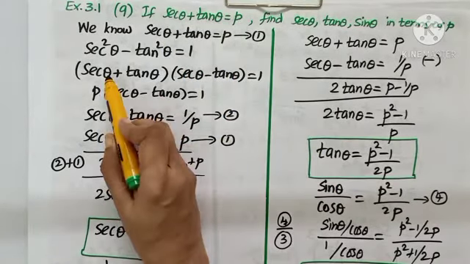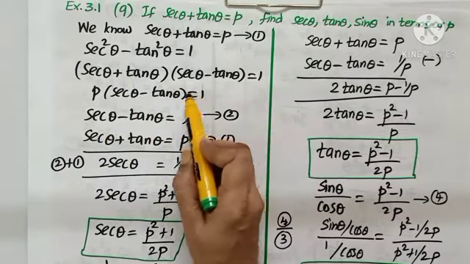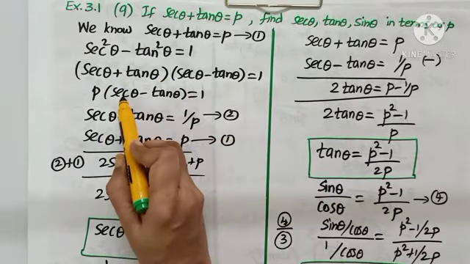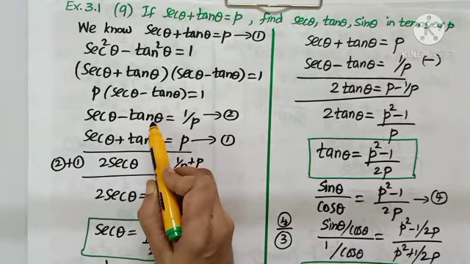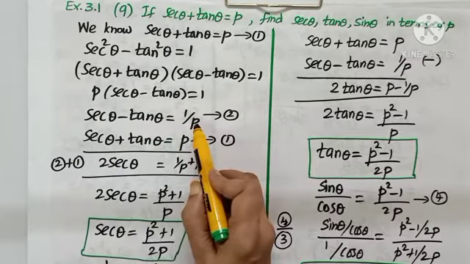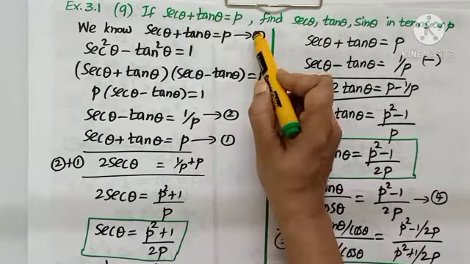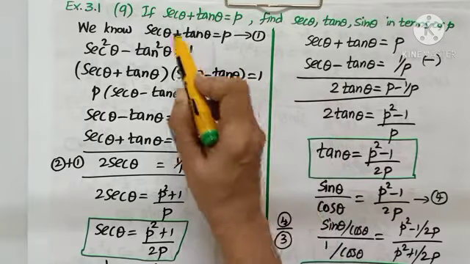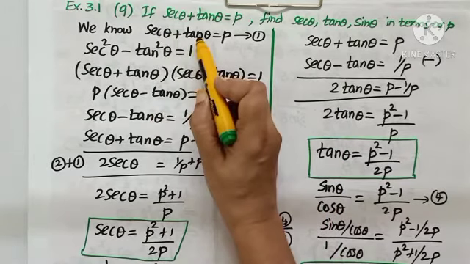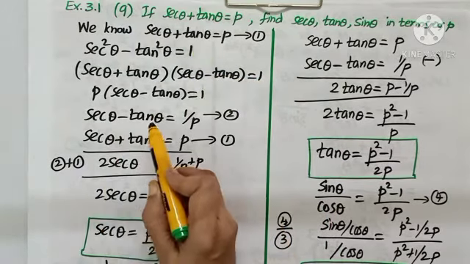So p into secant minus tan is 1. So secant theta minus tan theta equals 1 divided by p. Now we have two equations. Here I have secant plus tan. Here I have secant minus tan.